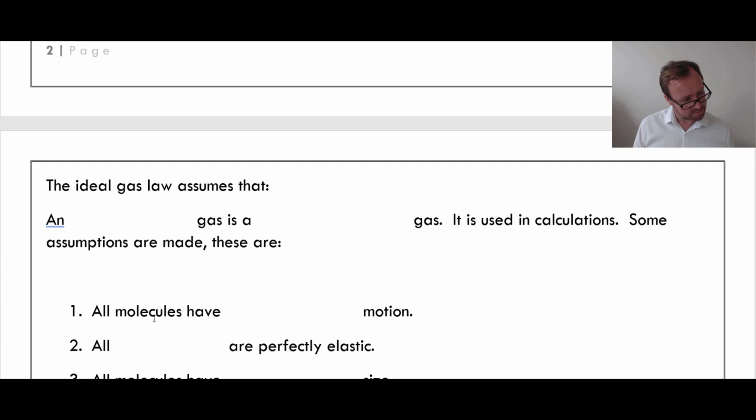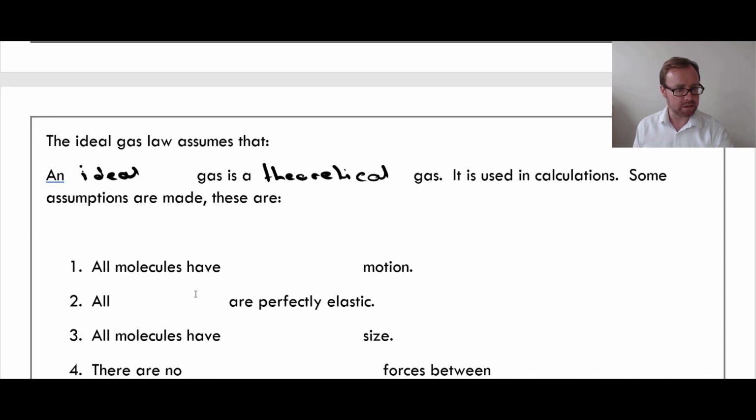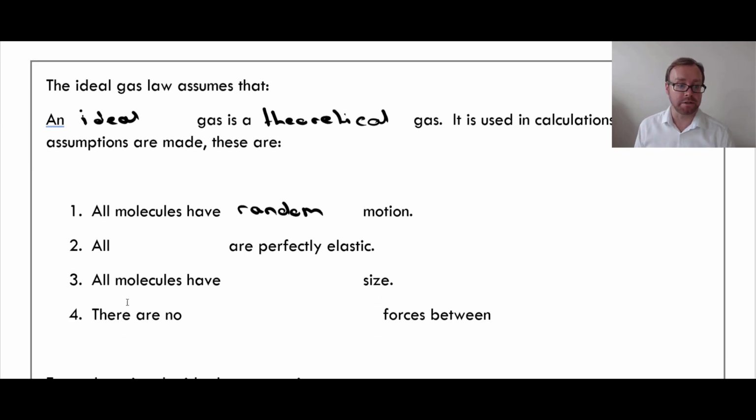Okay, so moving on. Right, so some assumptions, and I'm not going to spend too long on these assumptions either. I will just tell you about them. So the ideal gas law assumes that an ideal gas is a theoretical gas. It is used in calculations, and some assumptions are made. These are: all molecules have random motion, and it's straight line random motion.